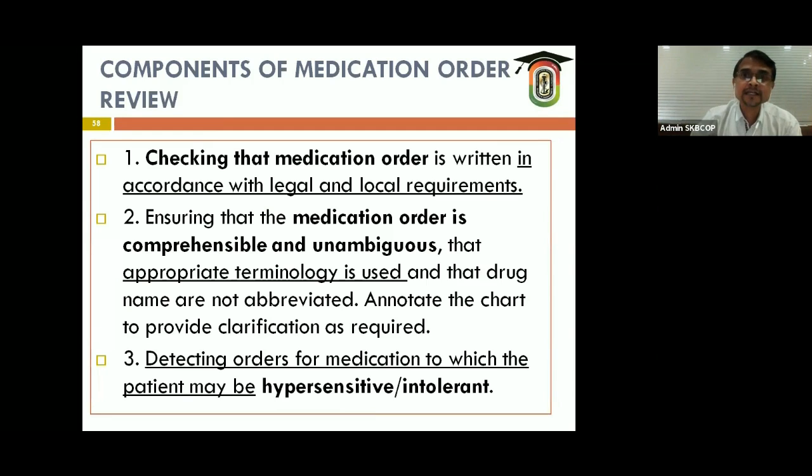So many times, whenever the patient is admitted to hospital, he or his relatives are asked about hypersensitivity to any particular drug, so that it might not interfere in the drug therapy or cause some adverse effect. Hypersensitivity means it will show some adverse effect for a particular patient, right.